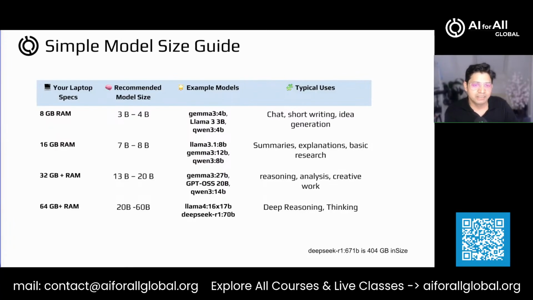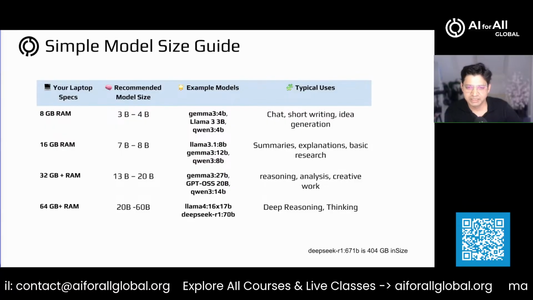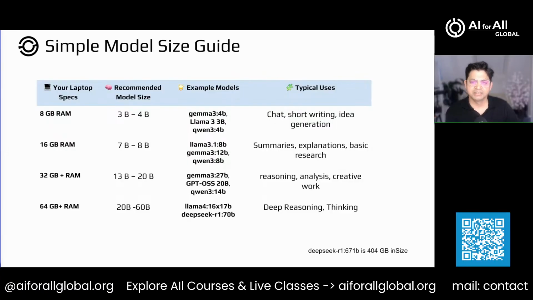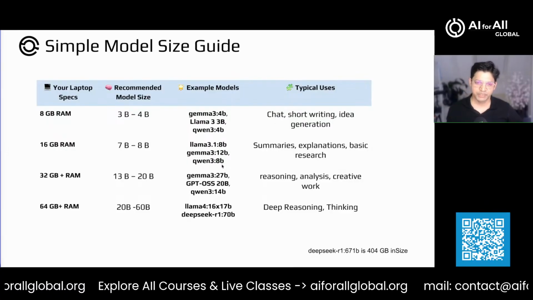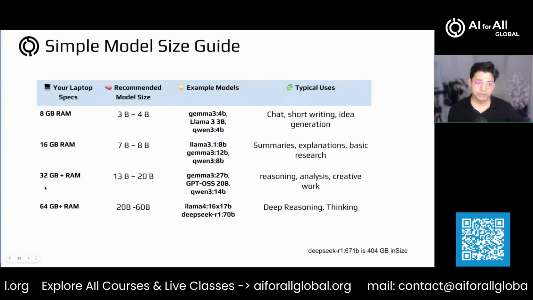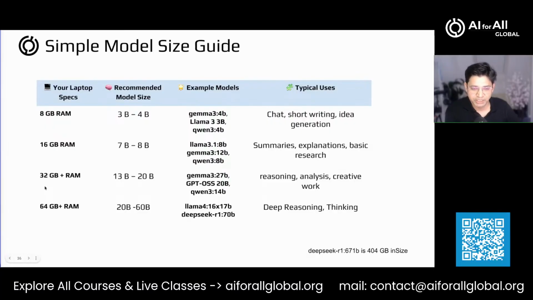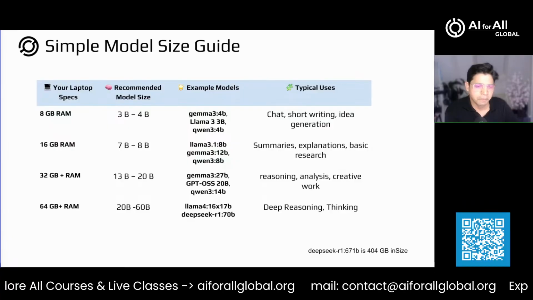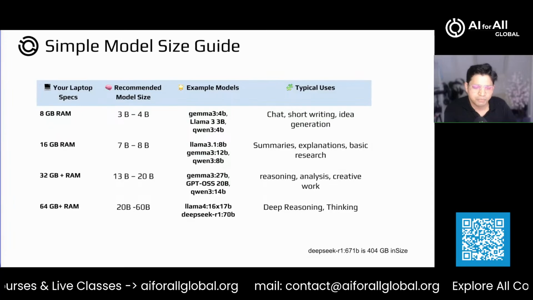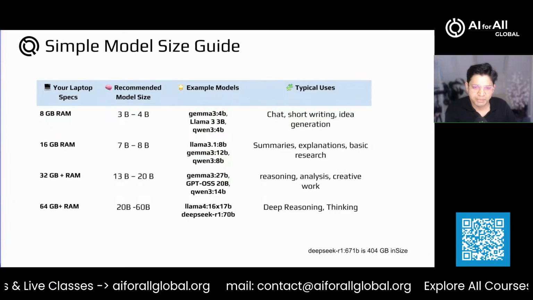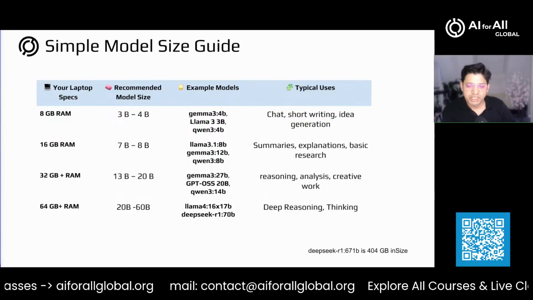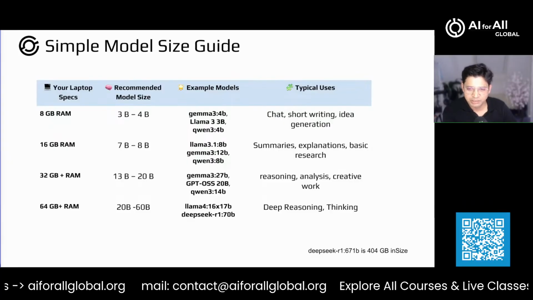Similarly, on 16 GB RAM, you can go for models of 7 billion to 8 billion size. So Llama 3, Gemma 3 12 billion, Qwen 3 8 billion. These models are very nice. Then if you've got a laptop with 32 GB plus RAM, it's good to go up to 20 billion or so. There are some models that can be even bigger. For example, on my own 32 GB machine, I run Gemma 3 27 billion and it runs just fine. But if I keep pushing a lot of queries to it, then it starts showing a bit of slowness.